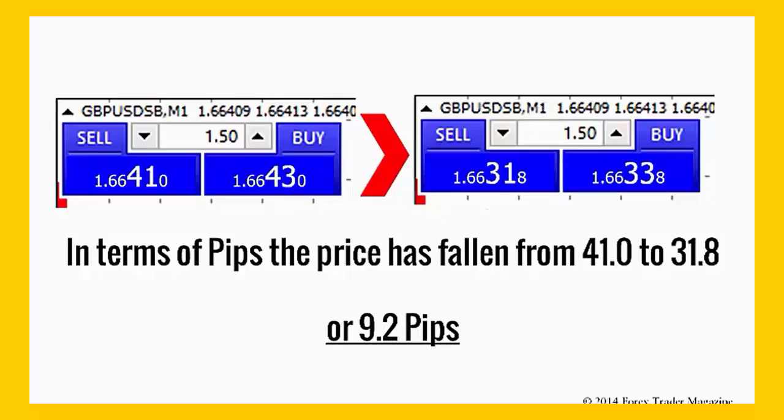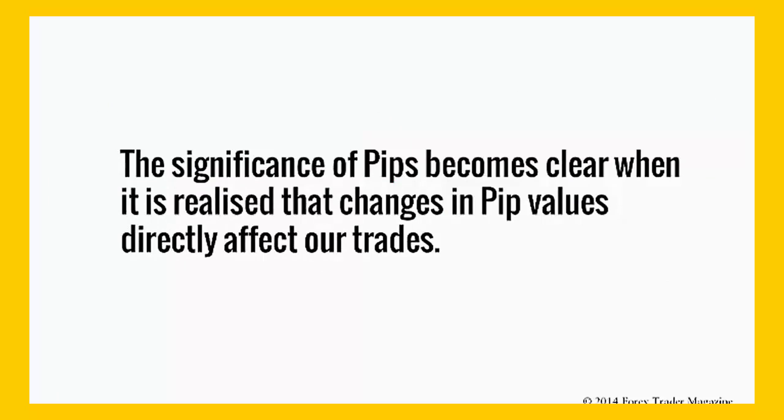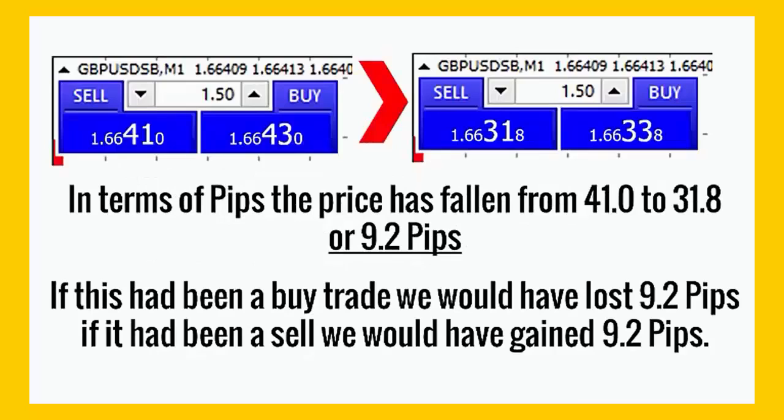So hopefully you've got that now. We've gone from 41.0 to 31.8, and that's a difference of 9.2, which is the number of pips that we're involved in. You might need to go back over that again, but don't spend too much time on it because it's not that important as long as you realise that's the intervals we're dealing with. The significance of pips becomes clear when it's realised that changes in the pip value directly affect our trades. They directly affect the amount that we're up by or down by.